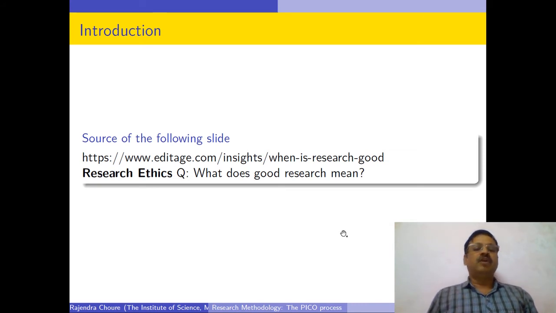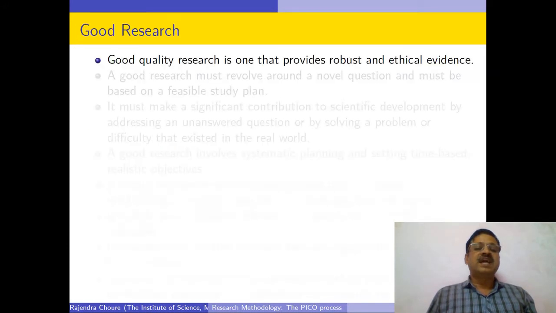The source of the following slide, as I discussed, is that I was searching for what does good research mean, and I got this particular question and answer, which I used to design the slide. Good quality research is one that provides robust and ethical evidence. That robust and ethical evidence is very important.